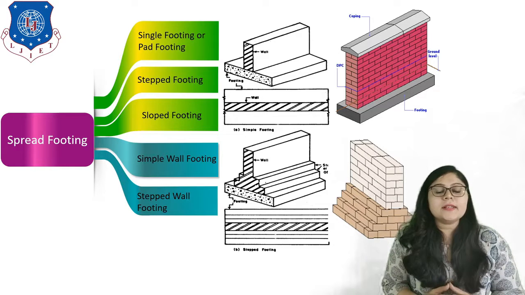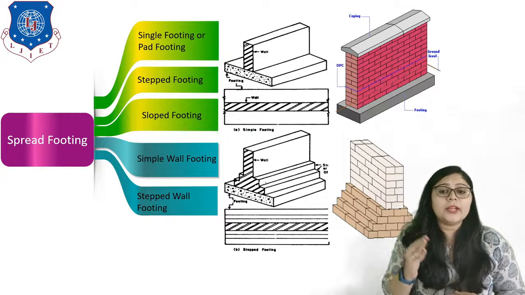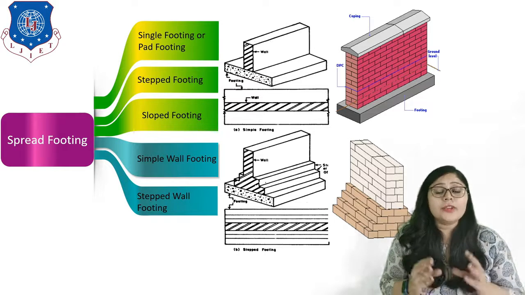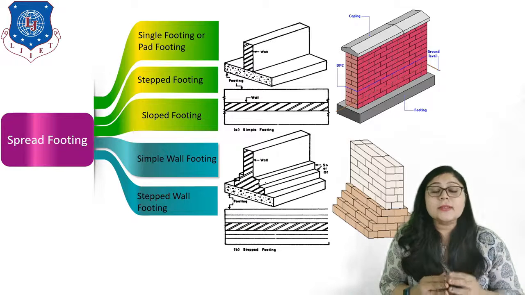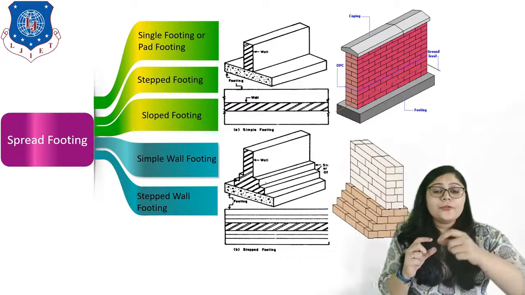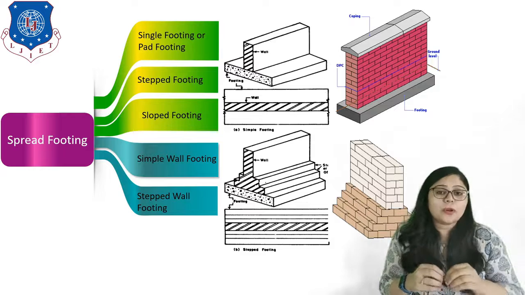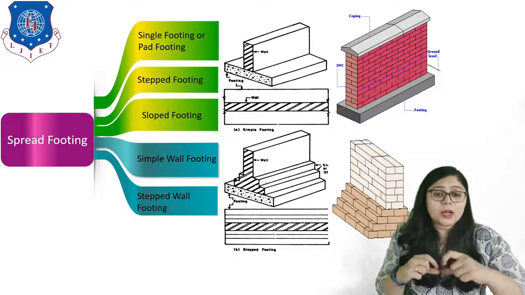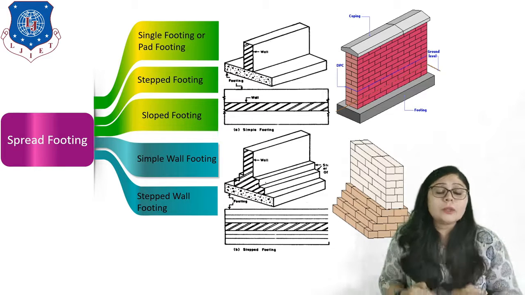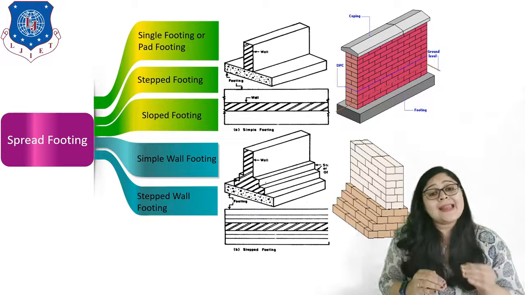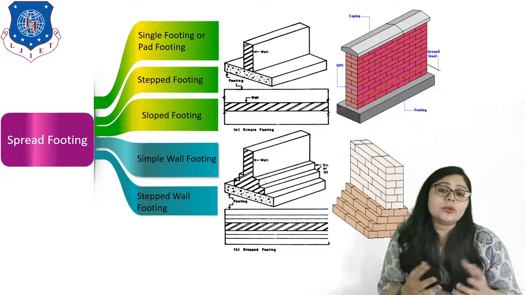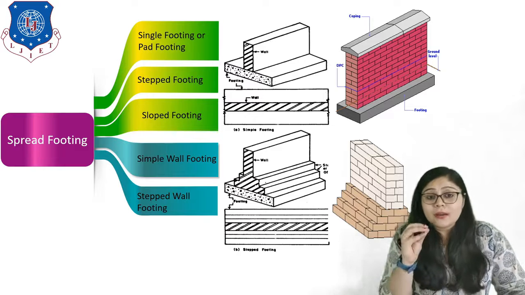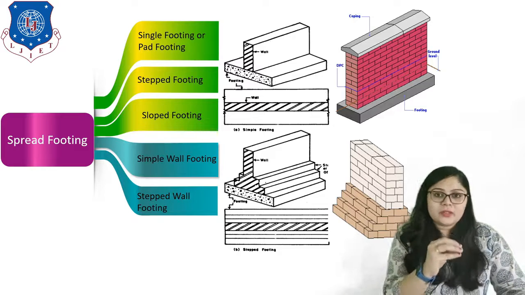Here on screen, you can see the examples of simple wall footing and step wall footing. Here again, the concept is the same, but we are talking about wall footings. It means that if I want to transfer the load from a wall, where the wall is acting as a load bearing component, then a concrete base is provided throughout below the wall. And if I am adding steps to it, then it is known as the step wall footing, as shown in this figure. So this is all about load bearing structures, right?